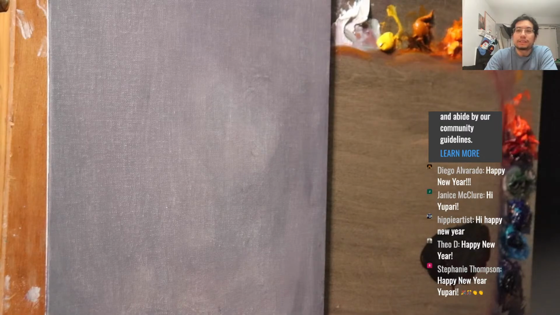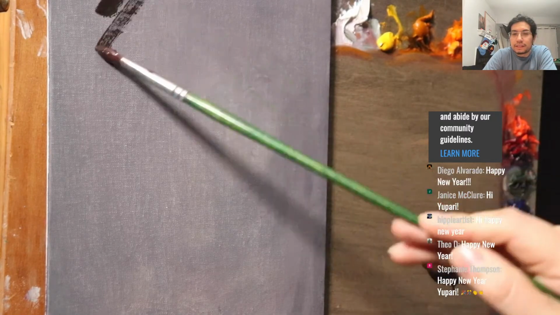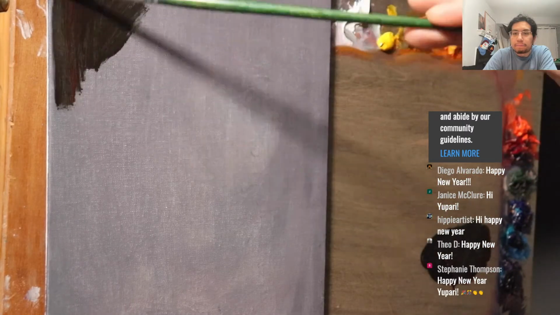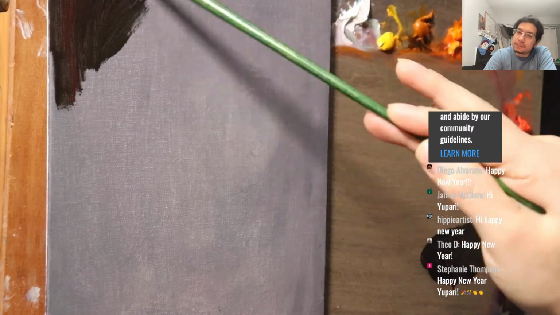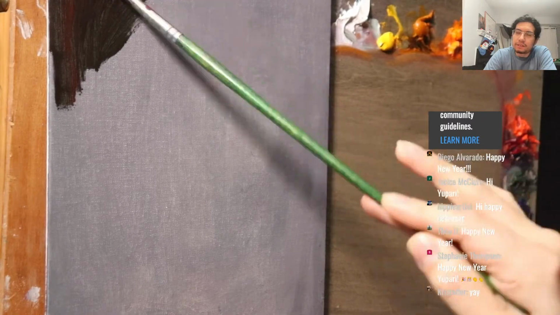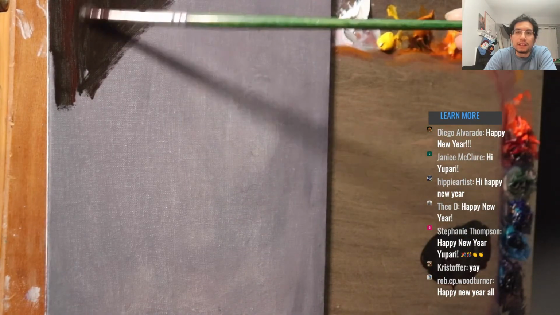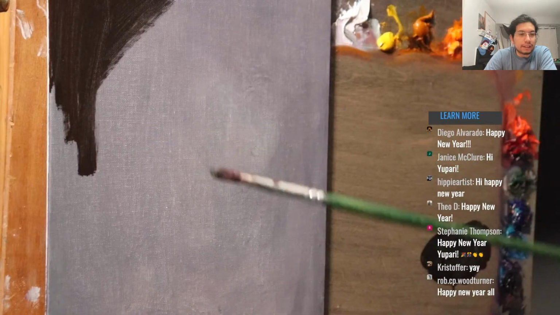So we are mixing. What are we mixing? We're mixing a dark with, let's say, that was dioxazine purple, phthalo turquoise, alizarin permanent, and I think I even used a little bit of white to gray it out.